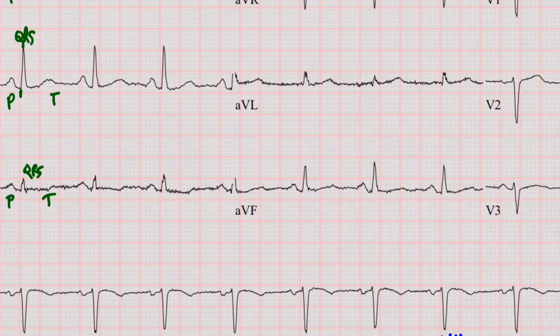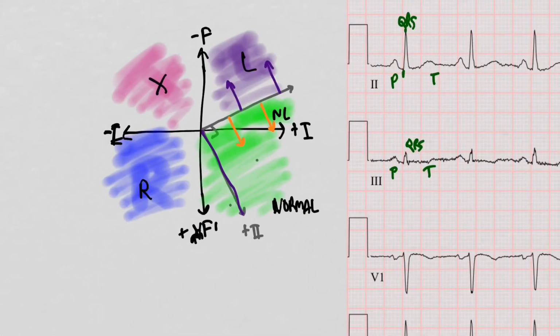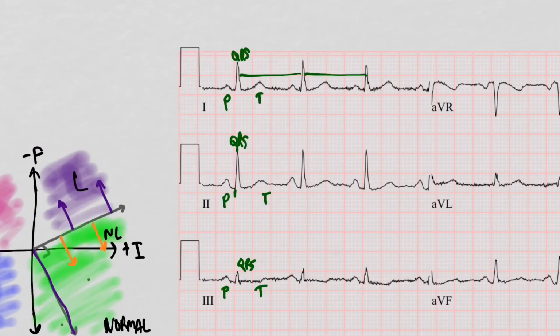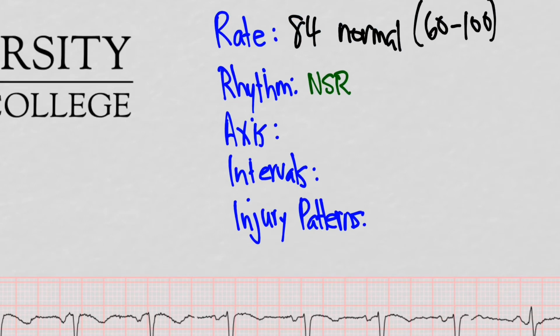And if we look at F, same thing here. This is that line of 0, right? And most of it's positive there. So I'm just eyeballing it here, and I'm going to say we are in the 1 is positive zone, the F is positive zone. We are in normal axis. So let's record that up here as well. Axis, normal. Now let's look at intervals.